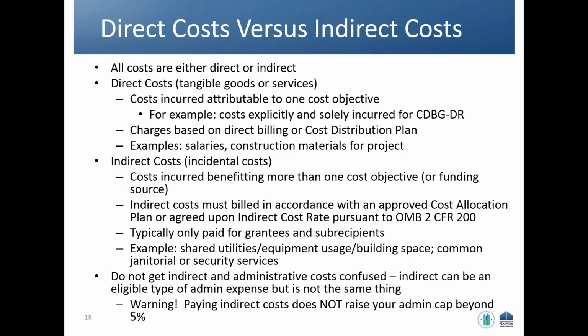So what we've had happen, particularly for smaller grantees, is the larger your indirect cost allocation, your indirect portion of your budget that you're covering, the less you have left to pay for admin. And it can really eat up your admin budget. So you need to be careful to think about how you're going to do that, if you're going to.